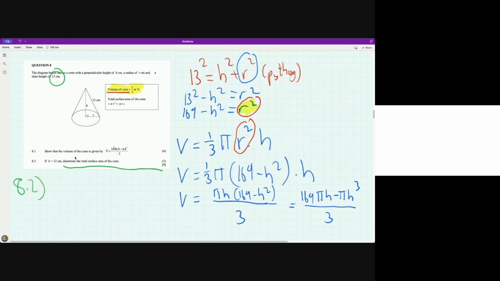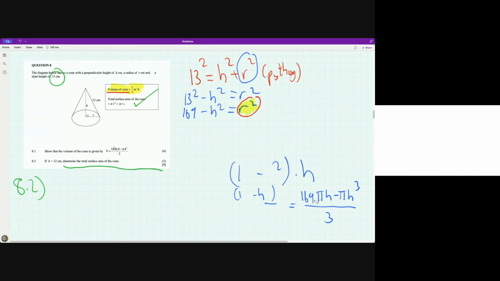Find me the answer to 8.2. Determine the surface area, and remember you're given the formula over here. What is the total surface area of the cone? Can you work out the surface area of the cone?